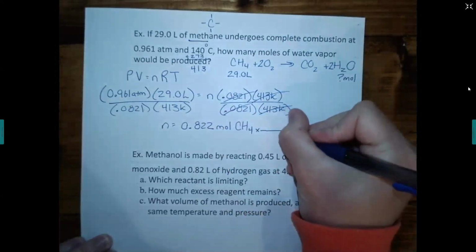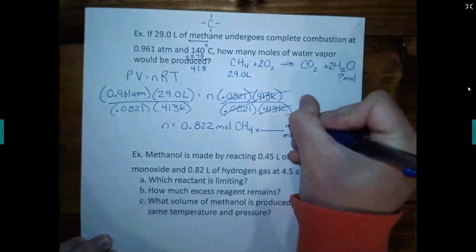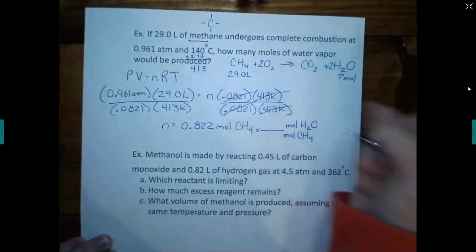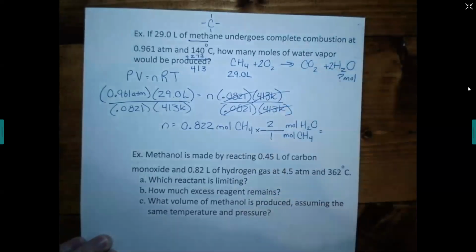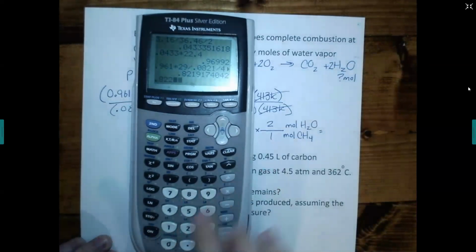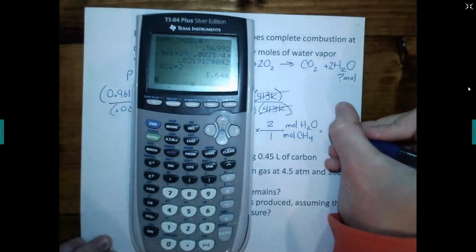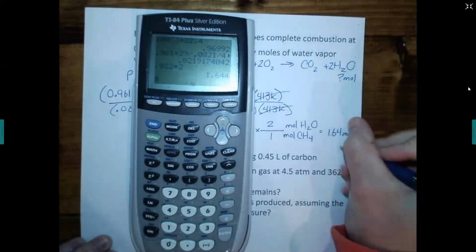I'm going to move moles of methane to the bottom. Moles of water vapor goes on top. And that is a 2-to-1 ratio. So I end up having to multiply by 2. 0.822 times 2 gives me 1.64 moles of water.